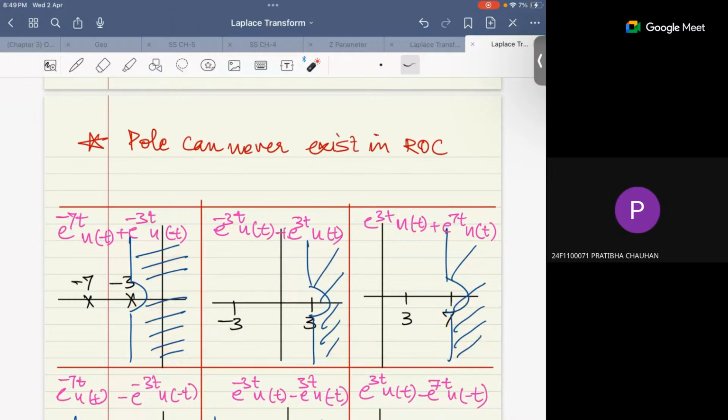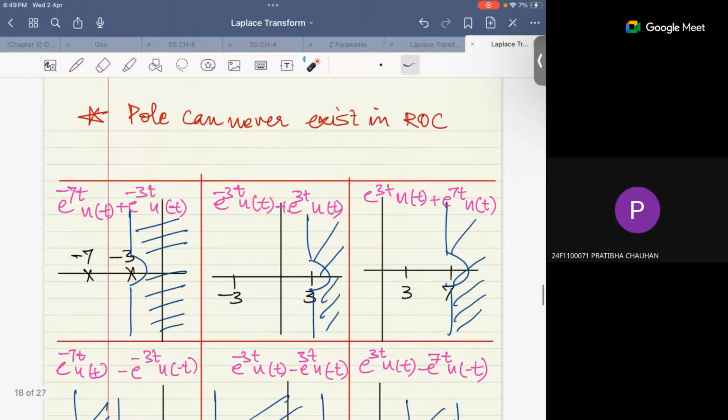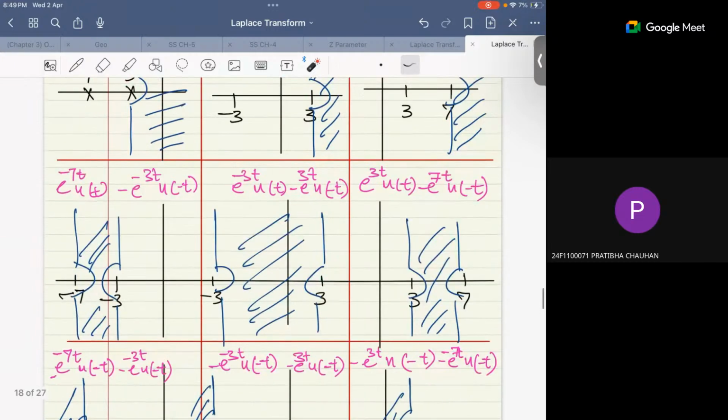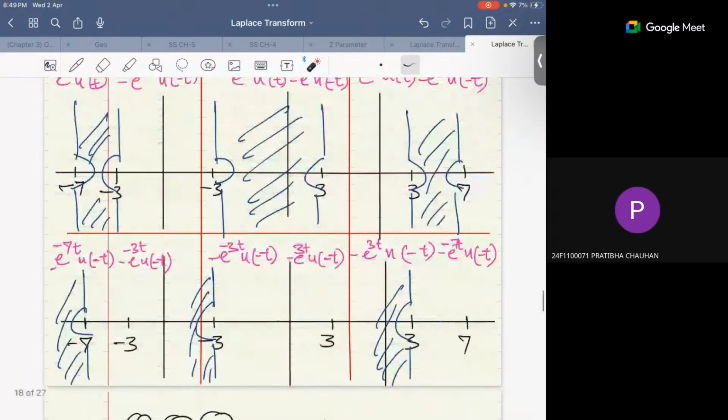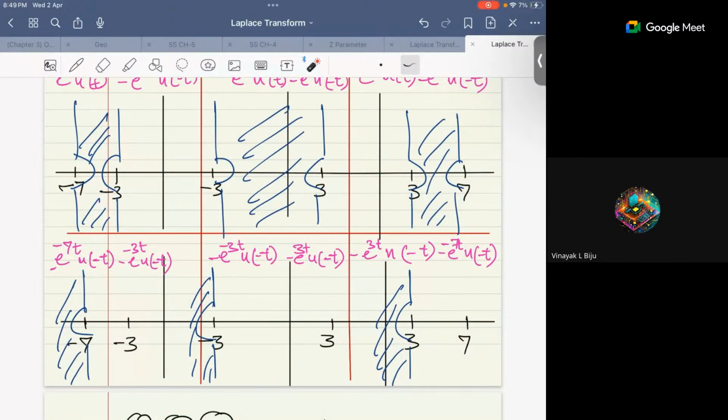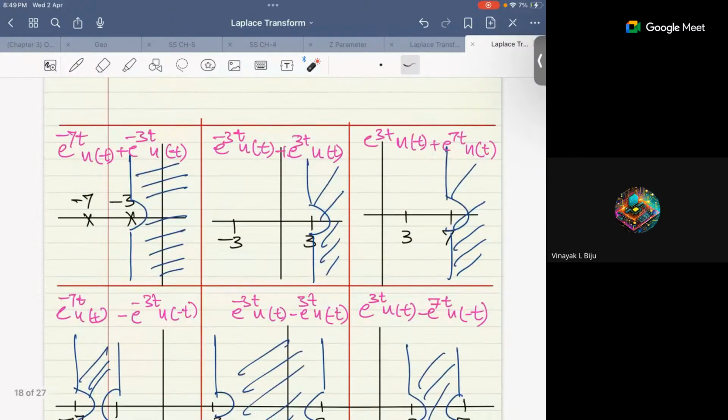Okay, that is the first case. If you are not dealing with a causal system, that will not happen. So this is not causal, right? So this is not happening. Whenever you're not dealing with a causal system, you can't say that. But if you're dealing with a causal system, you can say that the ROC will exist on the right side of your rightmost pole.